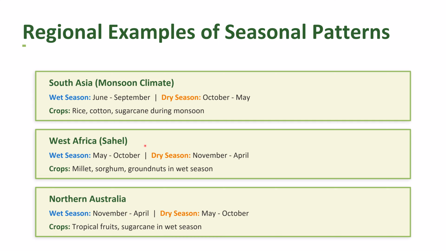West Africa, the Sahel. Here the wet season is shorter. Farmers grow hardy crops like millet and sorghum that can survive in tougher conditions between May and October. Northern Australia, their seasons are flipped. Their wet season runs from November to April, which provides the heat and water needed for tropical fruits.